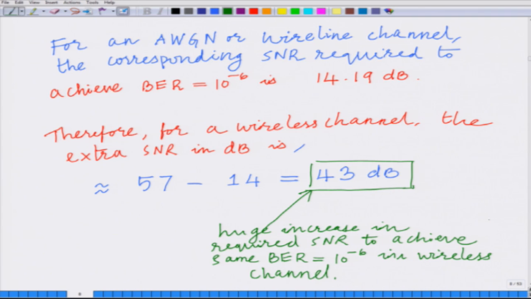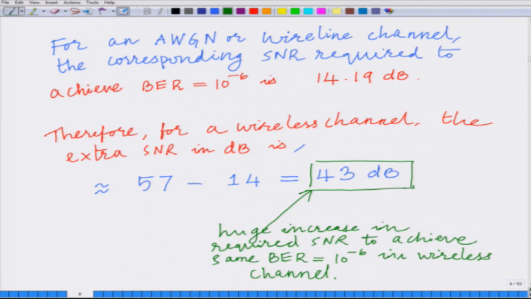And remember, SNR is the ratio of signal power to noise power. Therefore, if the noise power is the same in both the systems, it means transmit power has to increase by 43 dB. 43 dB is in log scale. In normal scale, it means 10 to the power of 4.3 times more power is required in a wireless communication system. So, that is a huge amount of extra power. It requires a huge increase in the SNR to achieve the same bit error rate. And why is this the case? Let us examine why this is the case.